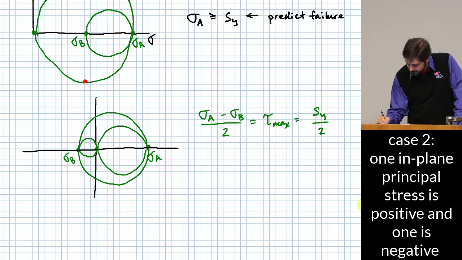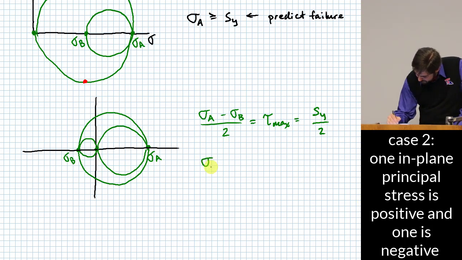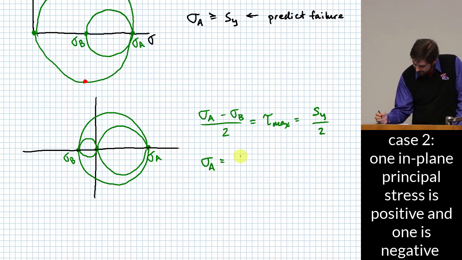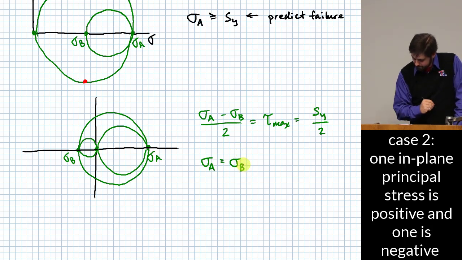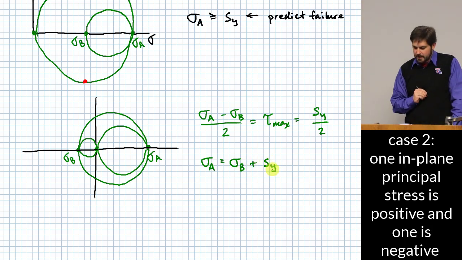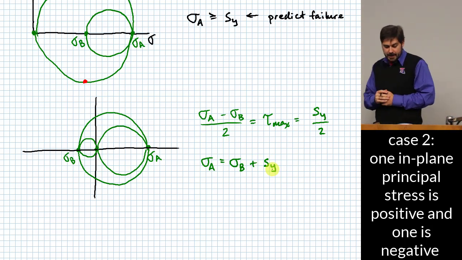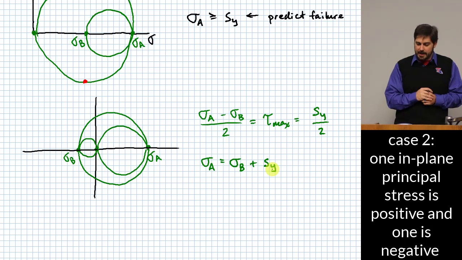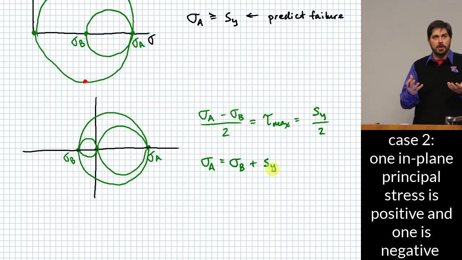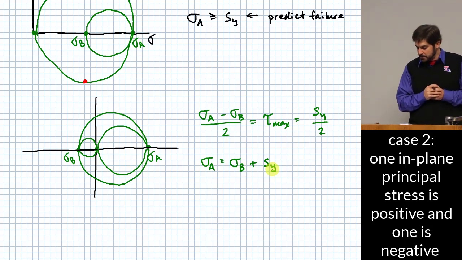Okay, and this is kind of interesting because now sigma A is going to be equal to what? Sigma B plus S sub y. That actually defines a linear relationship, and we'll get into that in just a second. But that's our second possibility here. What's the third possibility?